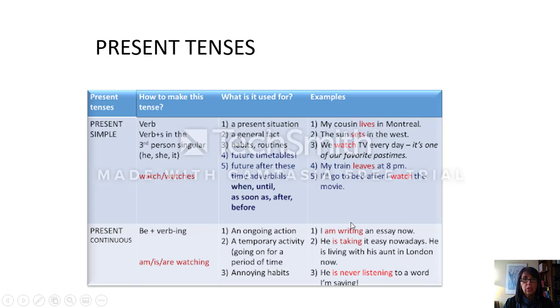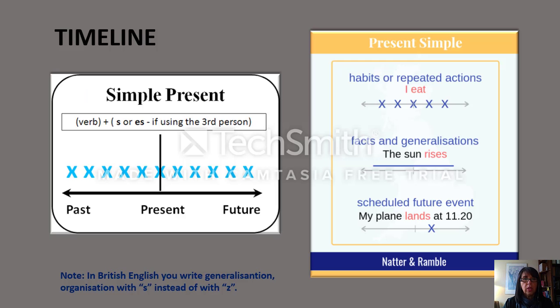We are going to continue revising each of these and some important facts that you have to take into account when you're using these tenses. So we have the simple present tense. We have a timeline. This is the space of time between the past and the future. Here in the middle, in this case, is the present tense. Again, here making emphasis of the use of s or es when using the third person singular.